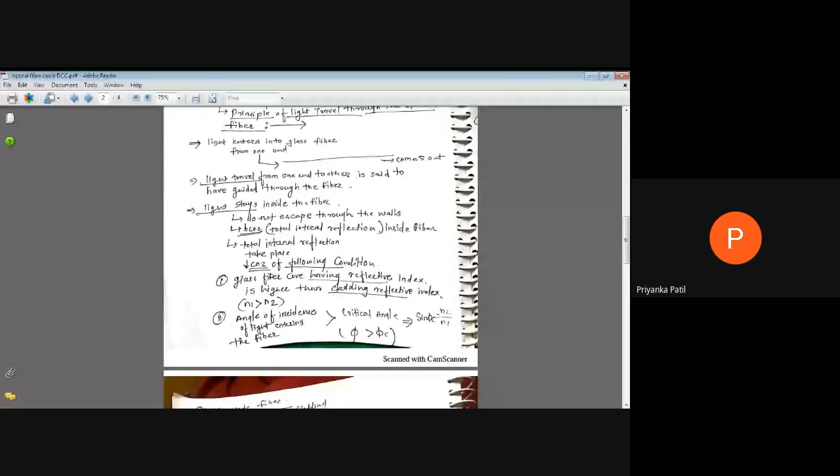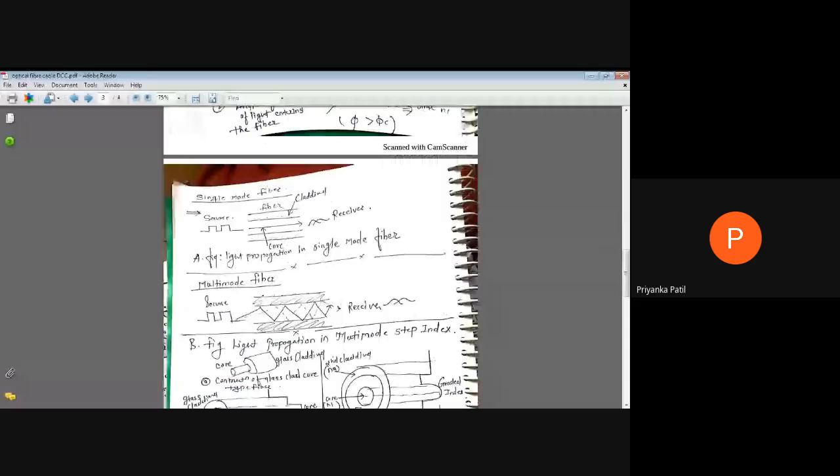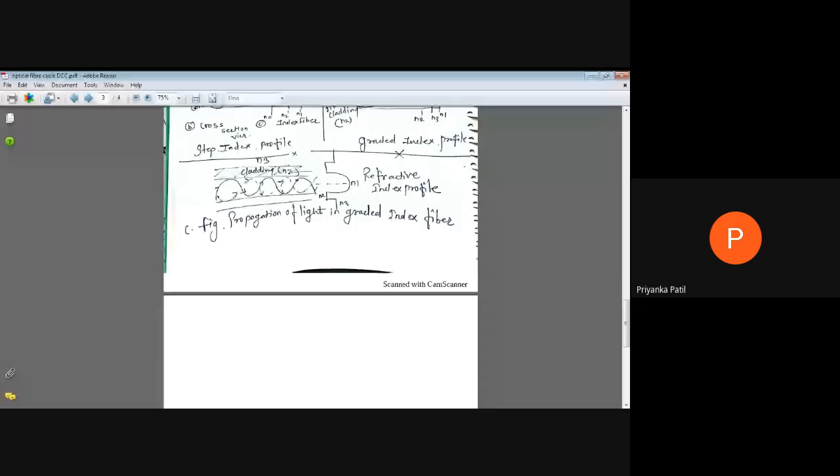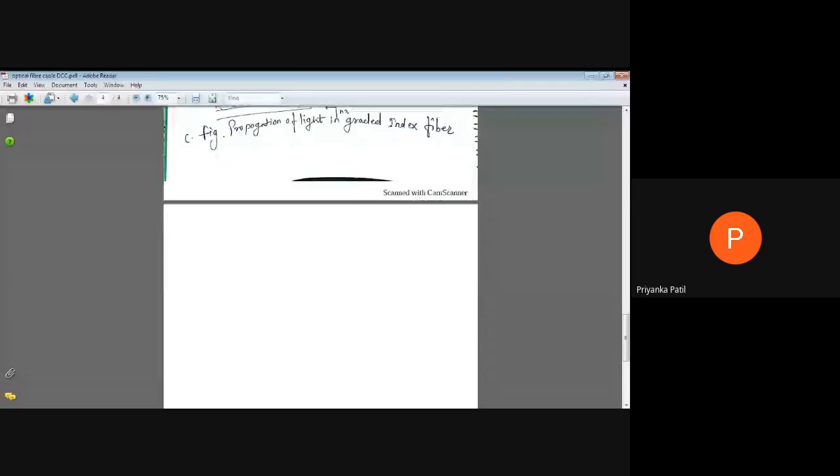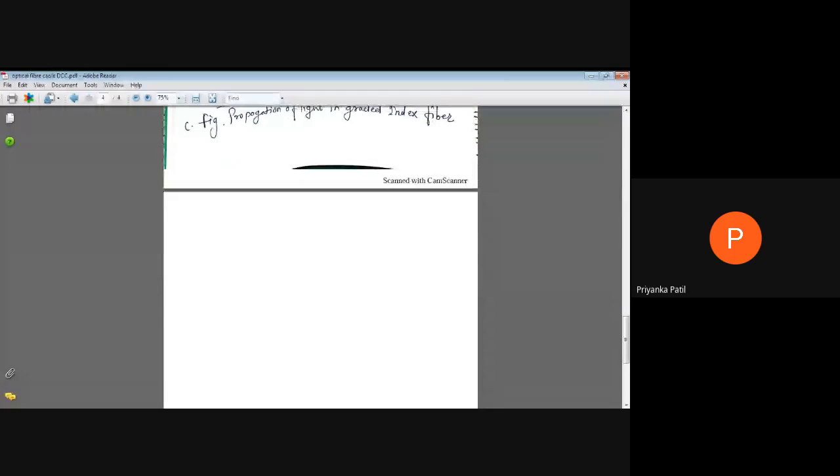Next is the mode of propagation. Basically, the mode of propagation means the number of paths followed by the light rays, meaning how many ways are available for the light rays to travel from one point to another point. There are n number of modes available.